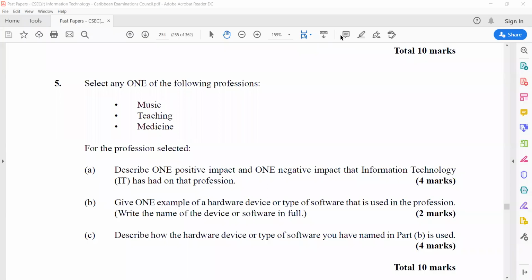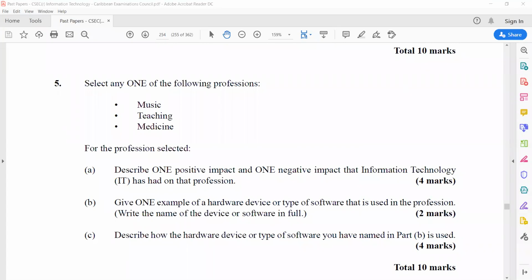Okay, so we have here another question. And what the question states is, you have an option, right? Select any one of the following professions, and then for the profession selected, first describe one positive impact and one negative impact that IT has on that profession. The second part is give one example of a hardware device or type of software that is used in the profession. And then the third part is describe how the hardware device or type of software you mentioned is used.